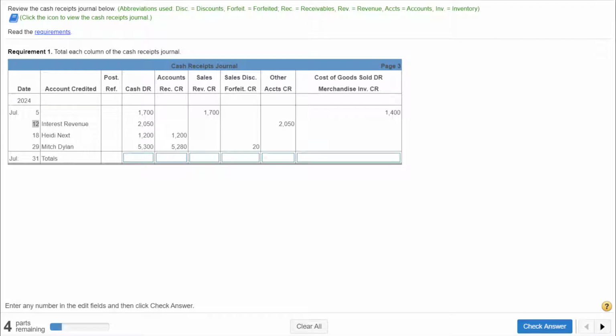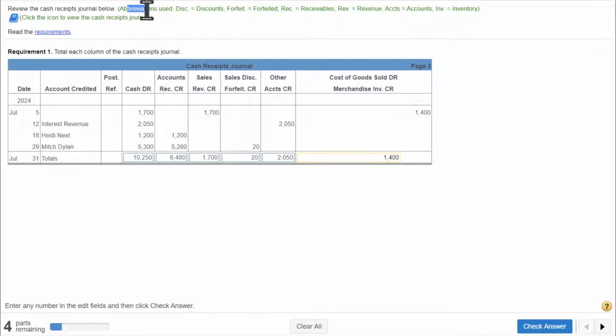So the first thing we need to do when starting this problem is total each of the columns. When we add up all the cash, all these debits, we get a total of 10,250. Then we add up 1,200 and 5,280, and we get 6,480. Sales revenue is a total of 1,700. You can just copy and paste these amounts. 2,050. And then COGS and inventory is 1,400.